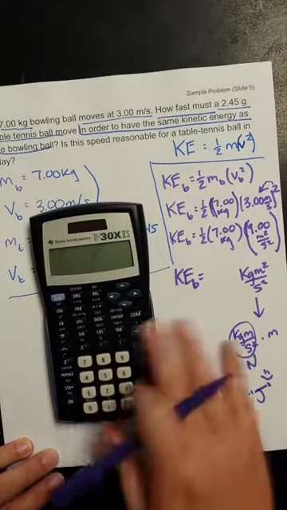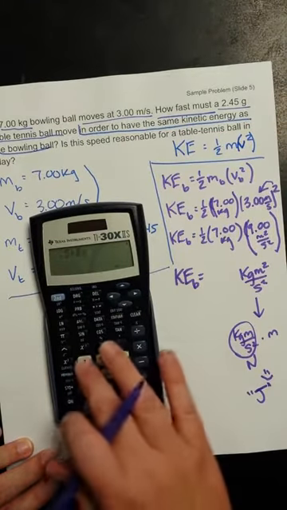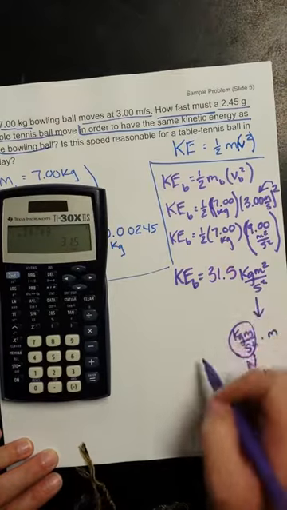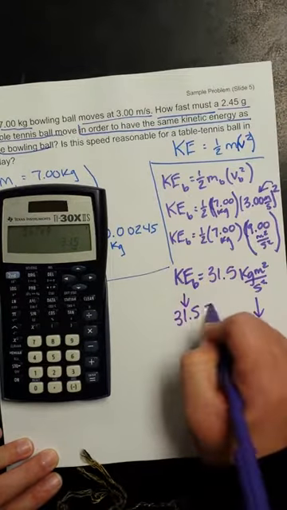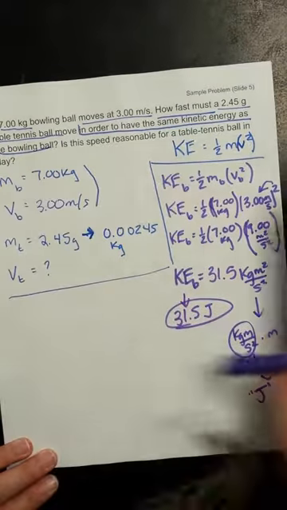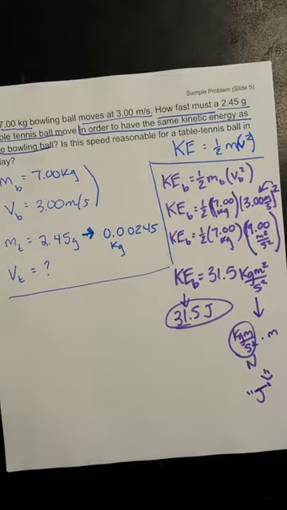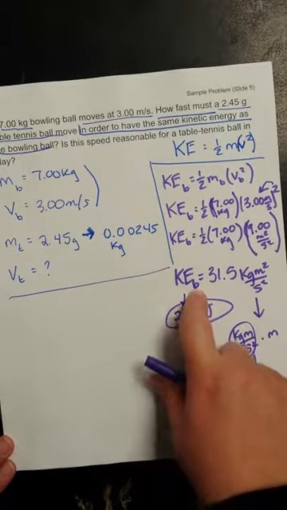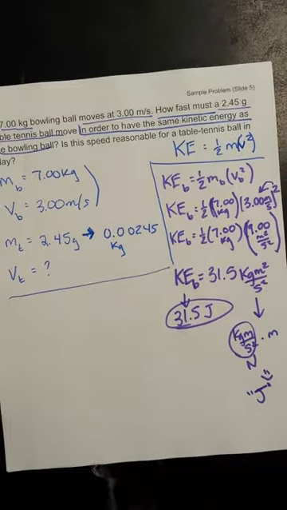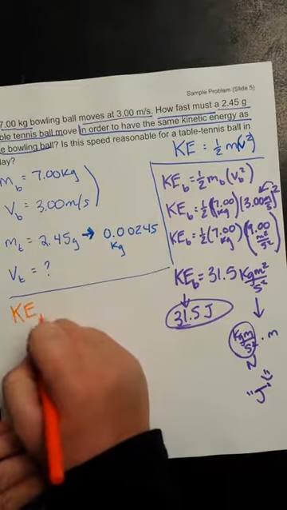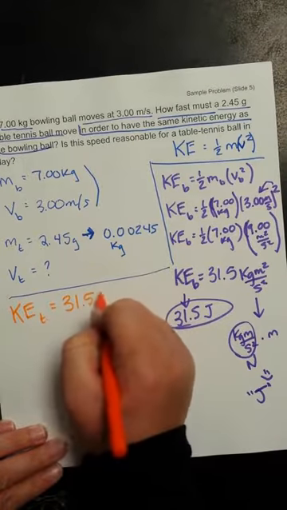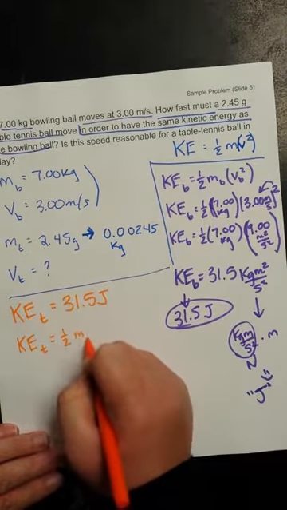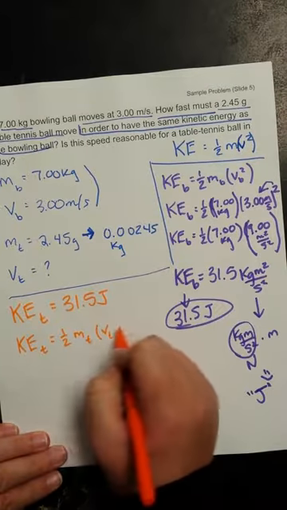Okay, let's go ahead and plug and chug. We're going to take 1/2, so that's 0.5 times 7 times 9. It's going to give us 31.5 kilogram meters squared per second squared, which is really 31.5 joules. So we found our first part, but that's really not what the question's asking for. It says to find the speed that this table tennis ball has to go in order to have the same kinetic energy. So I'm going to take the KE for the bowling ball and set that equal to the kinetic energy for the table tennis ball. So KE table tennis ball is equal to 31.5 joules. I also know that kinetic energy for the table tennis ball is 1/2 the mass of that ball times its speed squared.